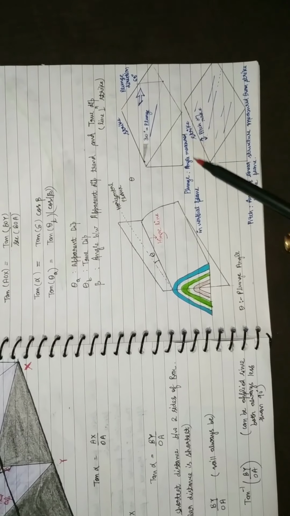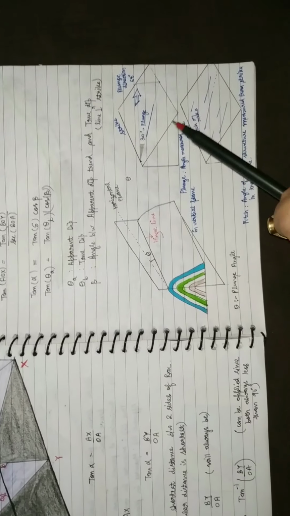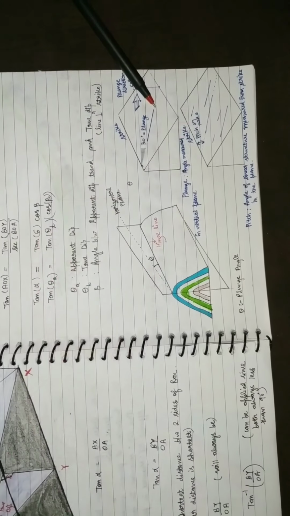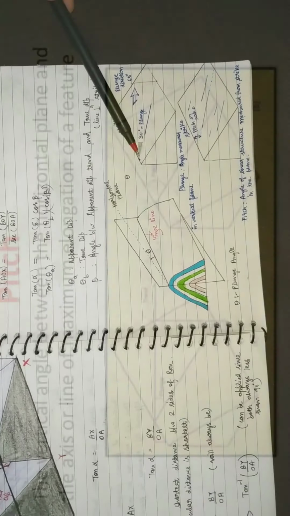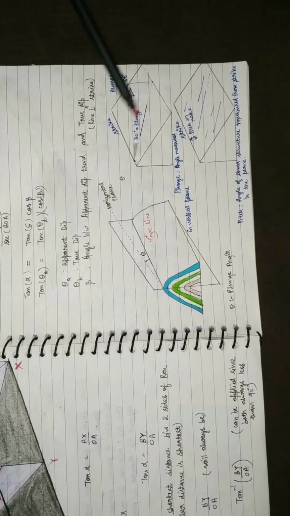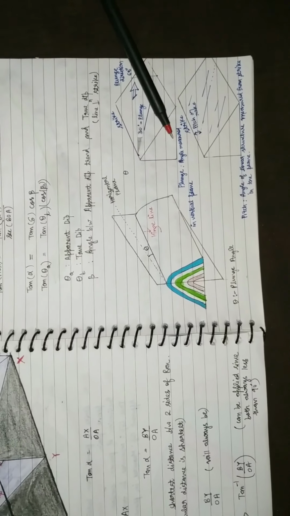The plunge is the angle measured in the vertical plane. For example, here is a lineament which you can see, right? If you want to measure in the vertical direction, for example this lineament is 30 degrees, so it's actually like an apparent dip.